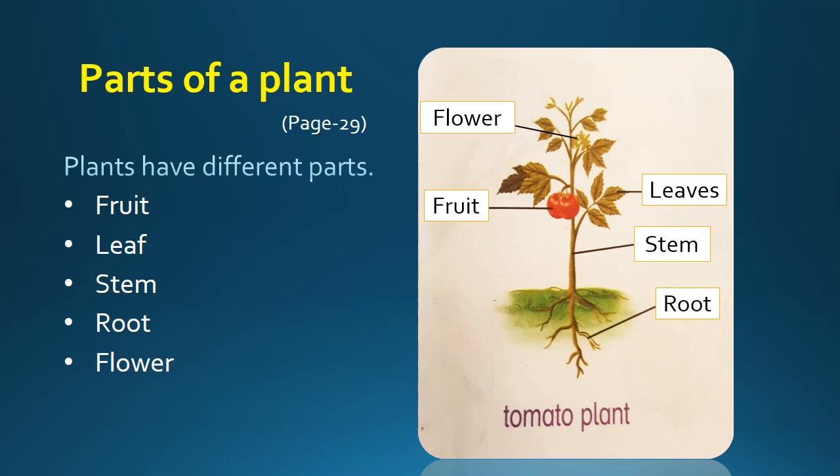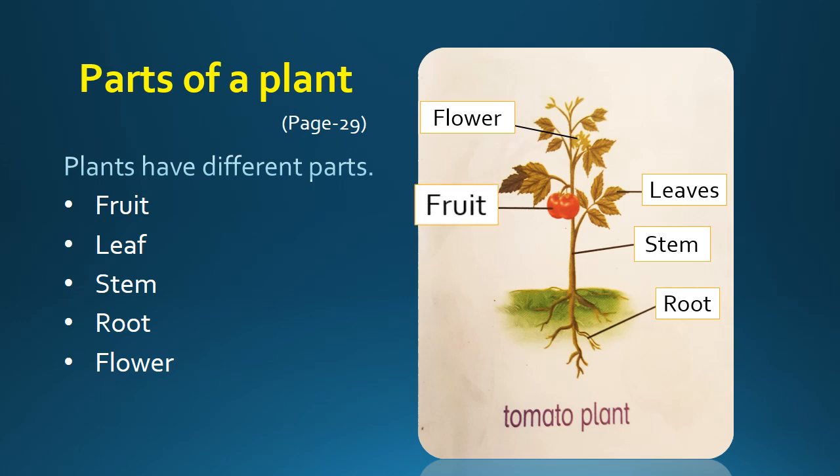So let's discuss flower. Flower is the most attractive part of the plant. Flower grows from the bud. Flowers are of different colors and they have a sweet smell. Dear students, you know that bees collect the sweet juice from the flowers and they make honey.